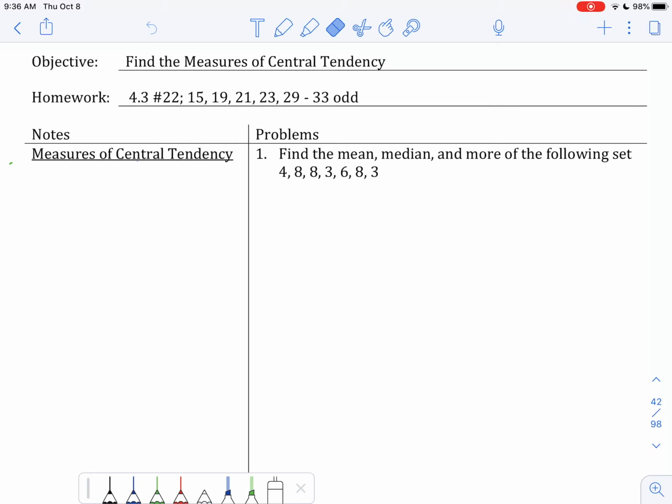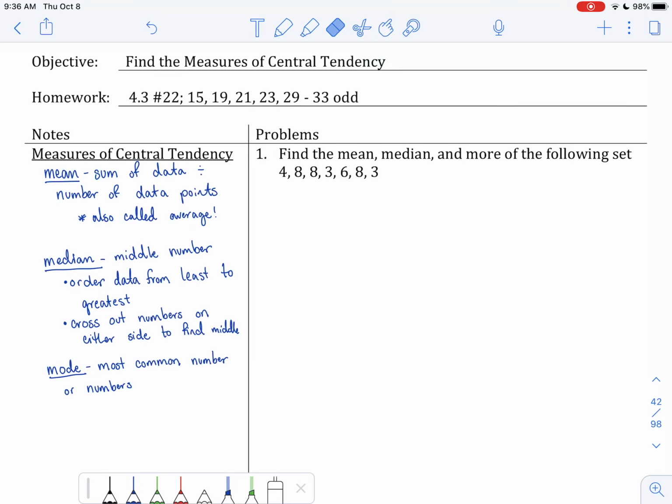Now the first thing that we're going to want to do is define measures of central tendency. This might be a phrase that you're not super familiar with, but you've seen these before. They are your mean, your median, and your mode. Notice I didn't say range. Range isn't about the center of data. Range is about the outside.